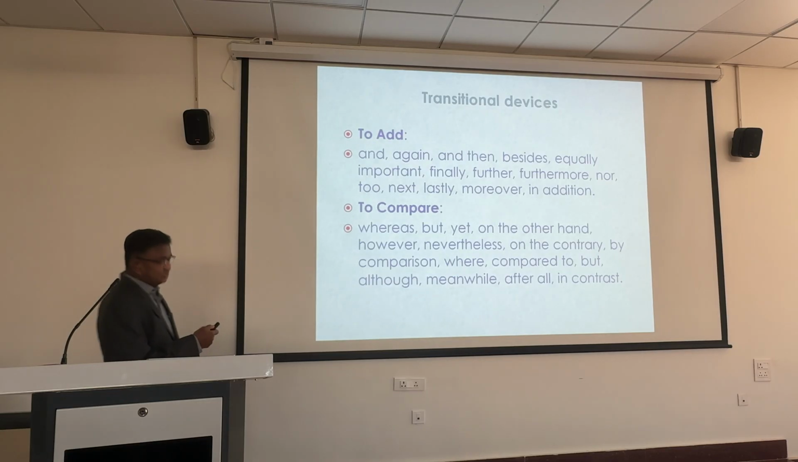And then I will show some transitional devices. For want of time, I will skip many things. To add, when you want to add two opinions while writing the paragraph, you want to add two sentences, you can use and, again, and then, besides, equally important. Again, it depends upon the context. Please remember, not just like that. It depends upon what the first sentence is and what the second sentence is. How are you going to connect them, right? And to compare: whereas, but, yet, on the other hand, however, like this, right?